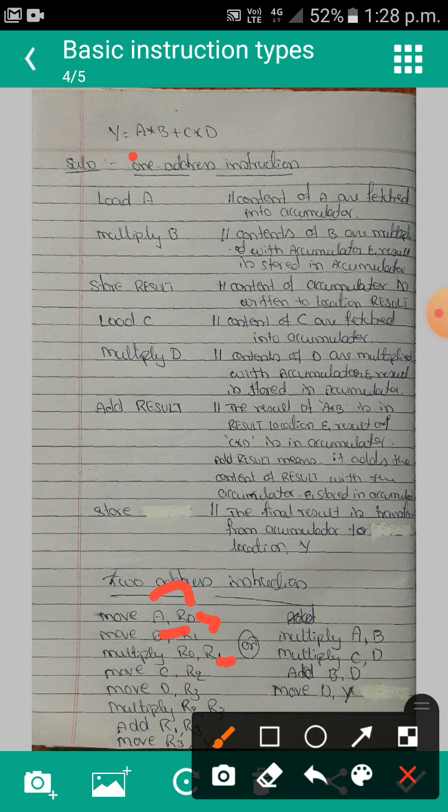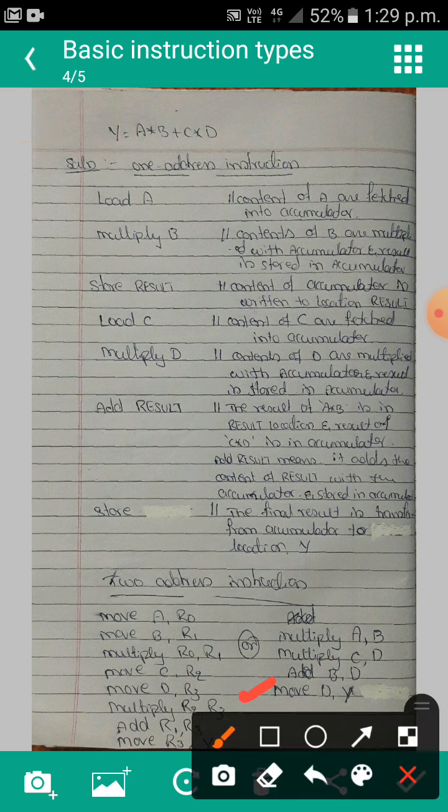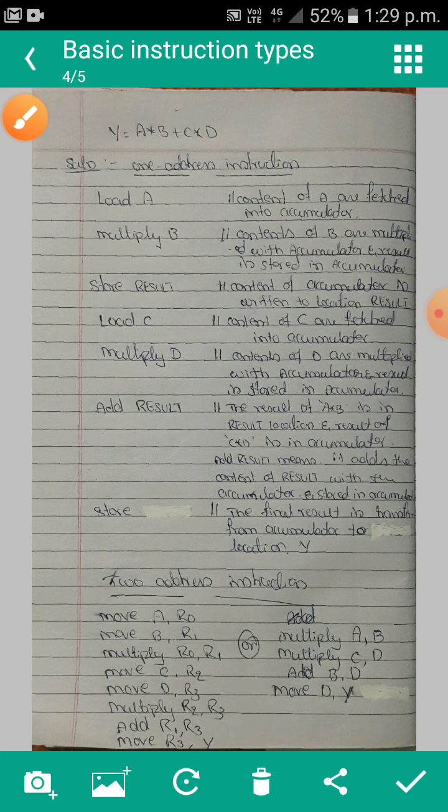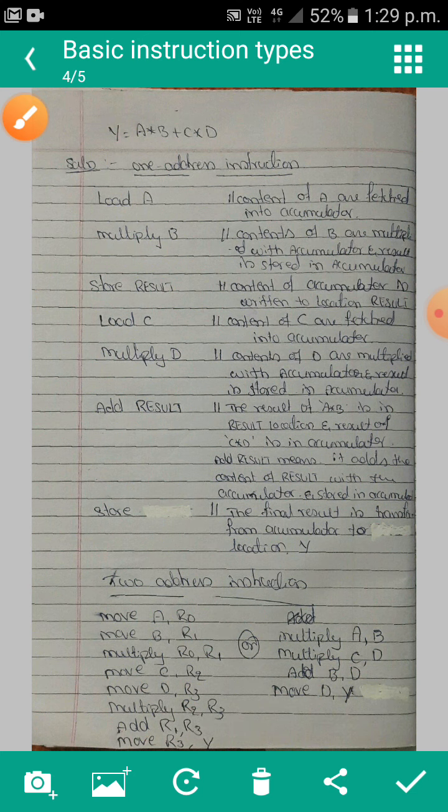So next we performed A into B. Then next we have to perform C into D. So move C to R2 and the D value to R3. Then multiply R2, R3. After multiplying R2, R3, the result is stored in R3, and the earlier result is stored in R1. We performed A into B and C into D, and we are performing the addition of these two, right? So add R1, R3.